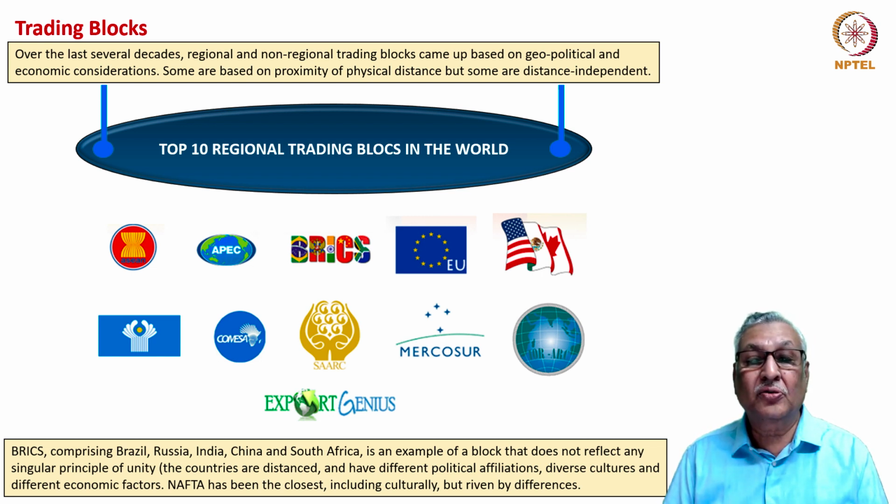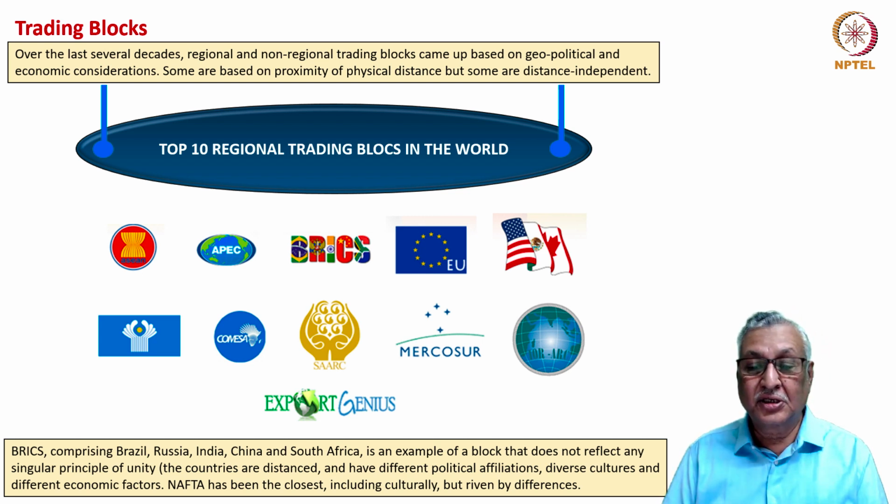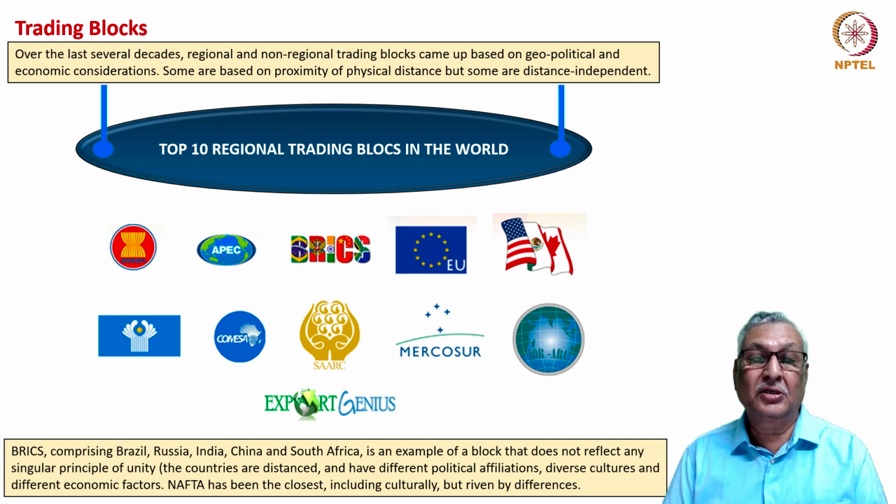It is actually a cooperative conglomeration of different countries. BRICS comprised Brazil, Russia, India, China, and South Africa. It was an example of a bloc that was developed to reflect not any singular principle of unity, because the countries are distanced, have different political affiliations, diverse cultures, and also different economic factors. However, this has arisen because BRICS leaders wanted to show that they have a say in the global economic order.